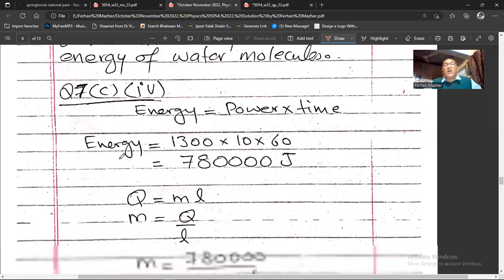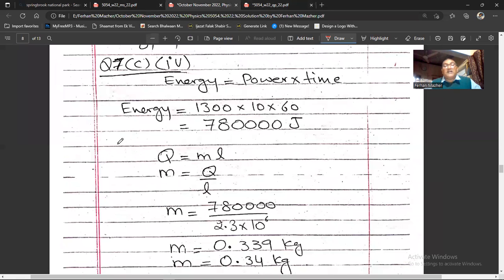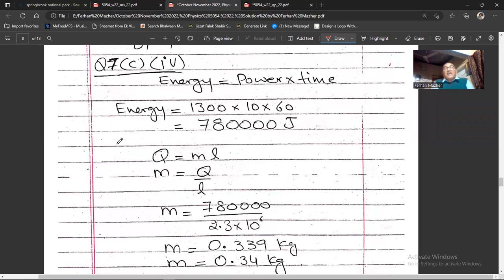And then you will know how much heat is provided. And then I can use the formula heat is equal to ml, where m will be the mass, l will be the specific latent heat. And we can calculate how much mass of the water will be converted into steam. So energy is equal to power multiplied by time. So power is 1300 and the time is 10 minutes, which will be 10 multiplied by 60. So that will be 780,000 joules. So the heat is equal to ml. So m will be equal to Q divided by l.